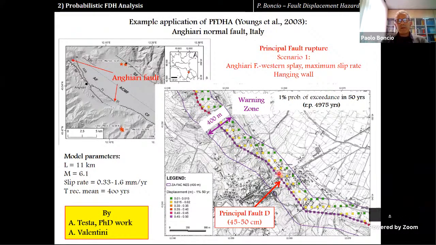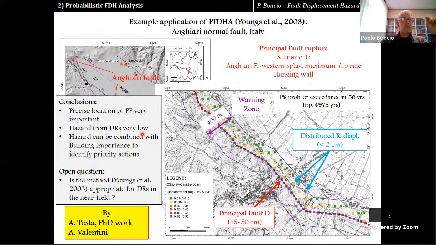And the maximum displacement along the fault is decreasing along strike toward the tips because of the used model of displacement distribution along the fault. And these are the expected displacement due to distributed faulting within the zone. So we can draw some conclusions, for example. Precise location of the principal fault is very important. The hazard from distributed rupture is very low.